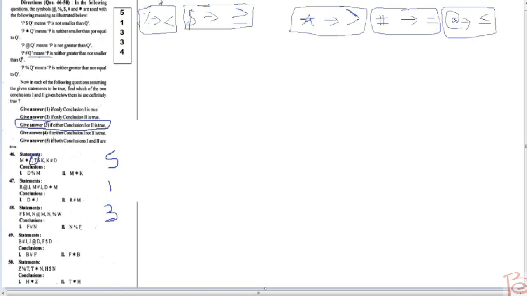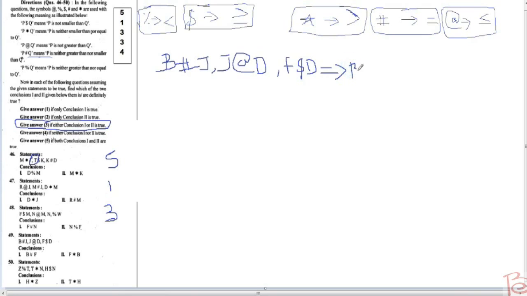Okay, and the fourth question statement is b hash j, j at d, comma f dollar sign d. Okay, that is the statement.